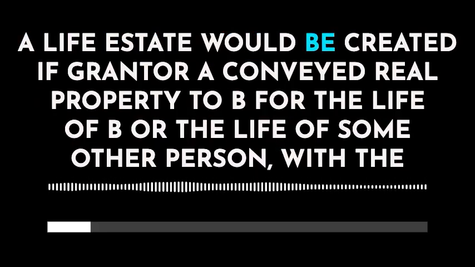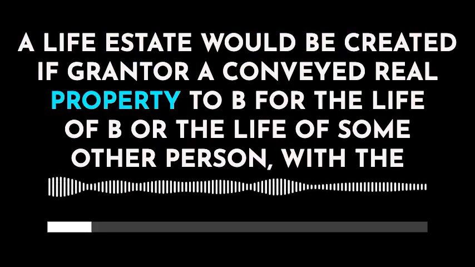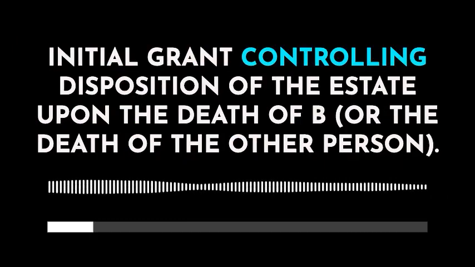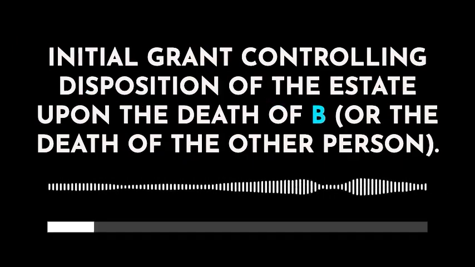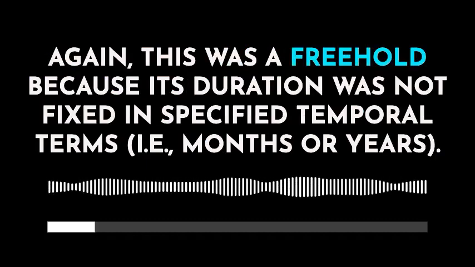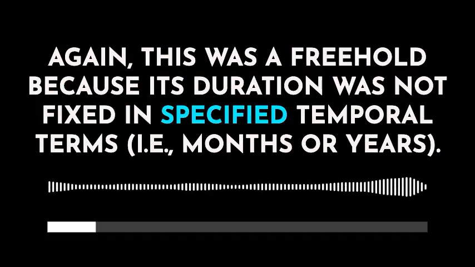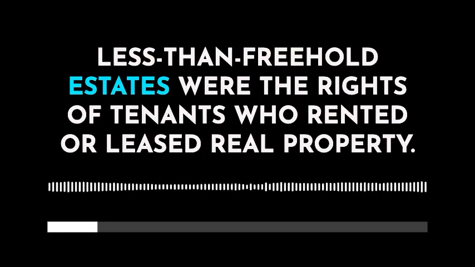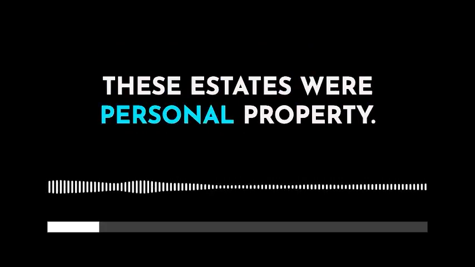A life estate would be created if grantor conveyed real property to B for the life of B or the life of some other person, with the initial grant controlling disposition of the estate upon the death of B. Again, this was a freehold because its duration was not fixed in specified temporal terms. Less than freehold estates. Less than freehold estates were the rights of tenants who rented or leased real property. These estates were personal property.